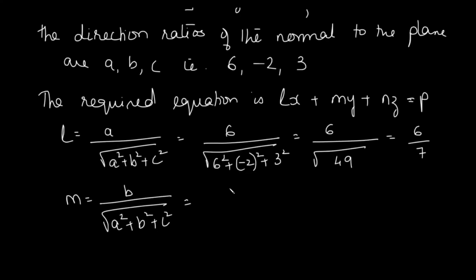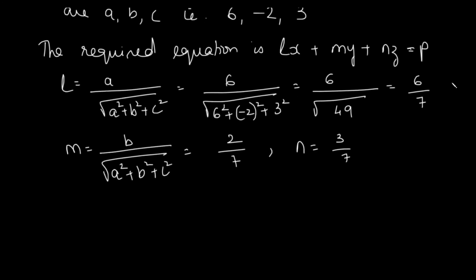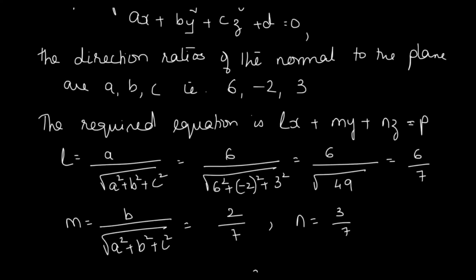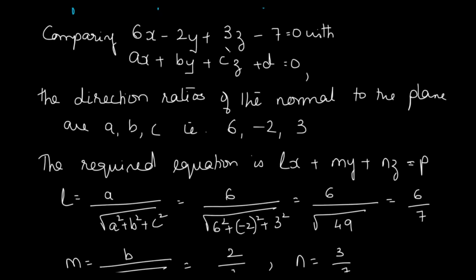Okay, so m over here comes out as 2 upon 7 and n comes out as 3 upon 7. Now that we have l, m, n, we put it in this particular equation, that is lx plus my plus nz. Therefore we have 6 upon 7x plus 2 upon 7y plus 3 upon 7z. And now, in order to find p, compare this equation with this particular equation.